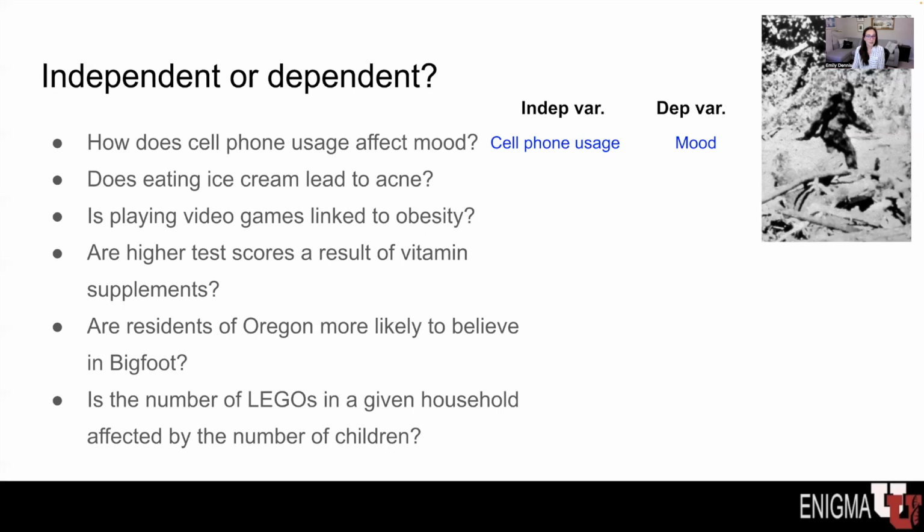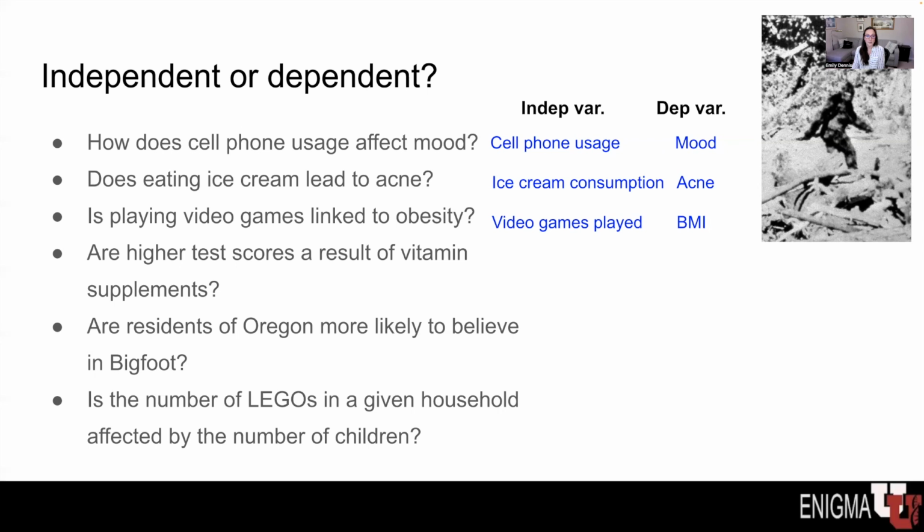How does ice cream lead to acne? Here, ice cream consumption would be the independent variable and acne would be the dependent variable. Is playing video games linked with obesity? Video games played, this could be yes, no, or maybe a continuous measure, meaning how many hours of video games somebody played. And the dependent variable would be BMI or some other measure of obesity.